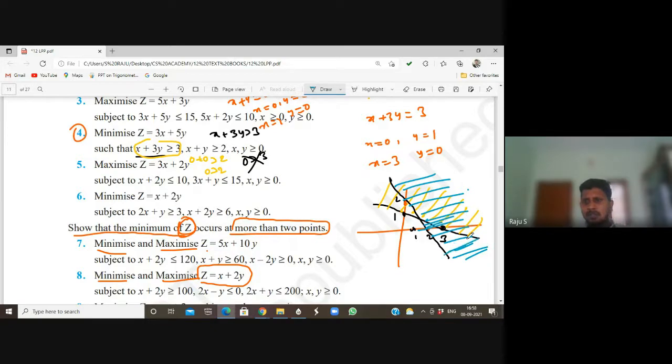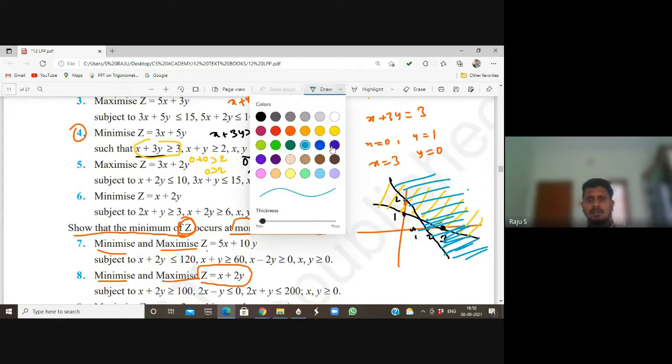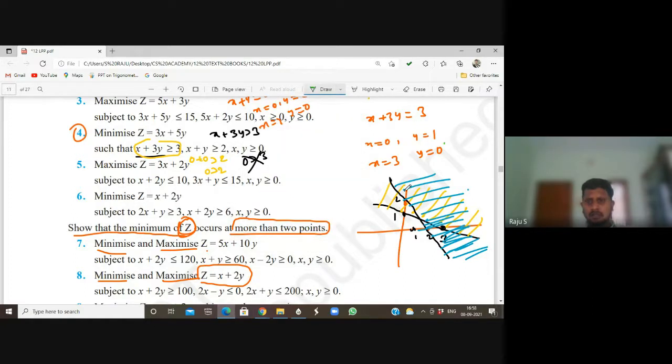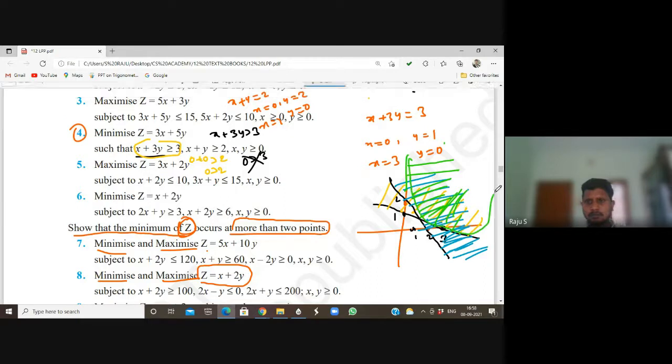But see, student, what is the common region for this? When you see the common region, x greater than 0 and y greater than 0, the common region we are going to get in the first quadrant is this region. This is the common region.